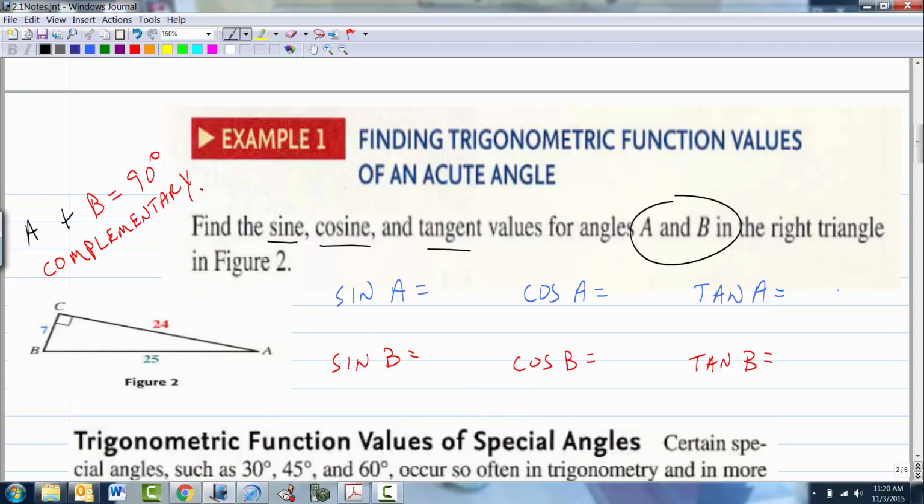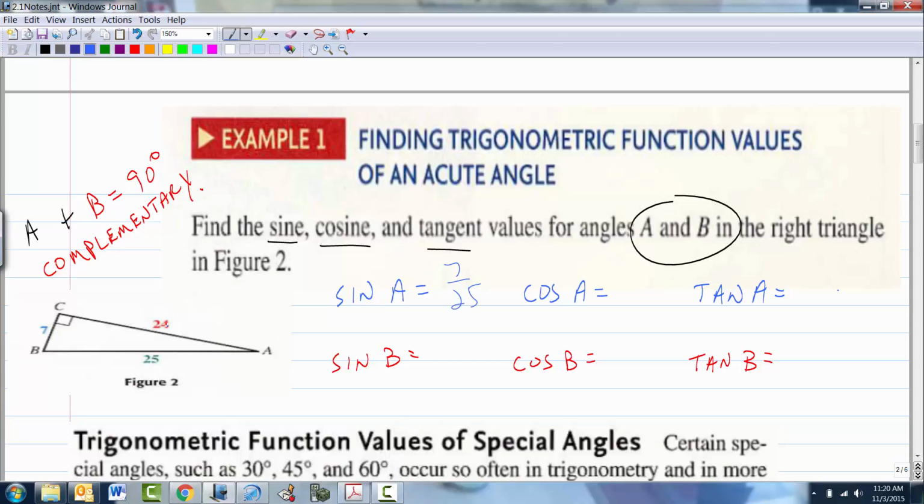So remember, it's a perspective of what angle you're looking at. So sine of A, who's opposite A? What side measure? 7, okay. Who's the adjacent side when you're looking at angle A? 24, and then the hypotenuse is always 25. So what's the sine of A? Mickey Mouse, 7 over 25, right?